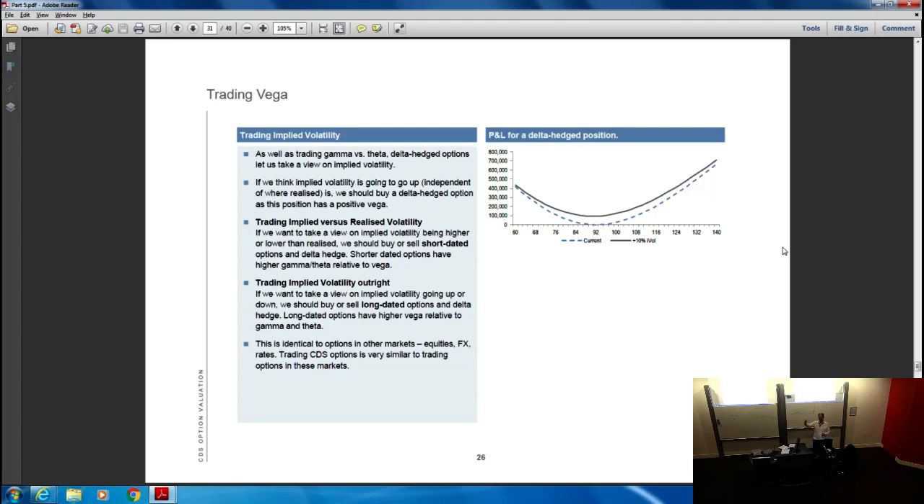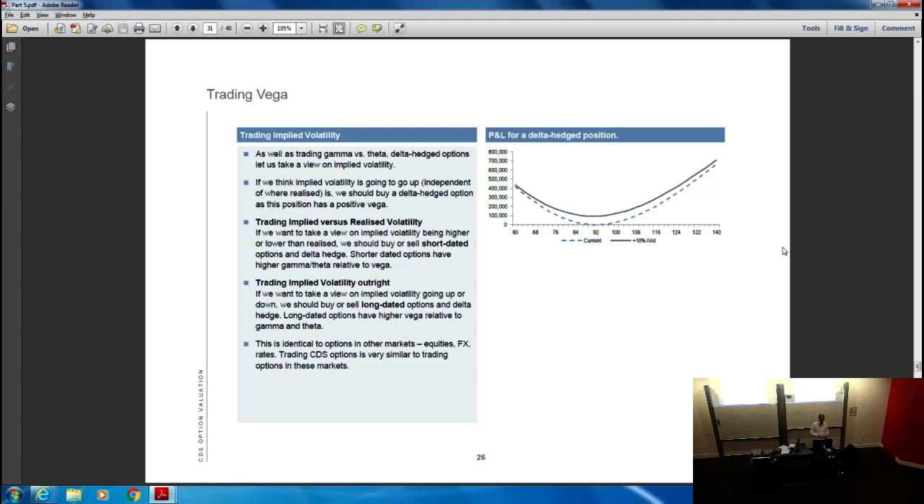If I've got a 1,000-day option versus a 999-day option, the difference in value is going to be very limited. A 1-day option compared to a 2-day option is going to have a much bigger difference. So when we're looking at trading Vega, we trade long-dated options. And when we're looking at trading theta or gamma, we're talking about trading short-dated options.